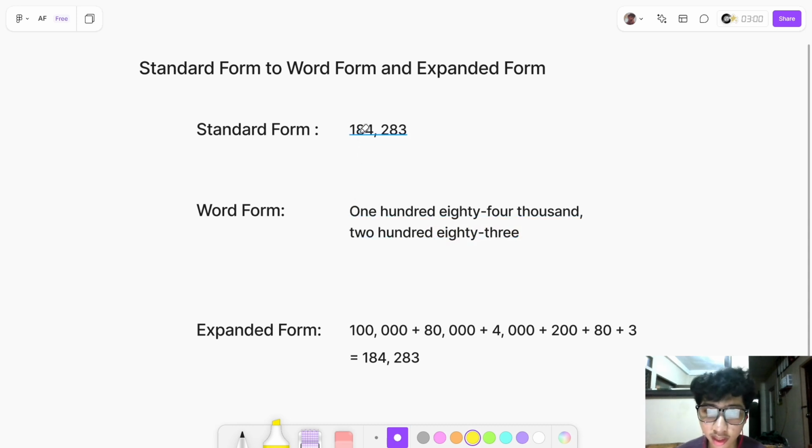Next will be the thousands place value. We have 184. So same as we did previously, 1 is in the hundred place, so 100. Then followed by the 84. And since it's in the thousand place value, we have to write thousands and separate it using the comma.